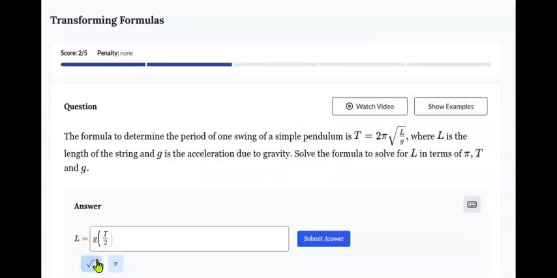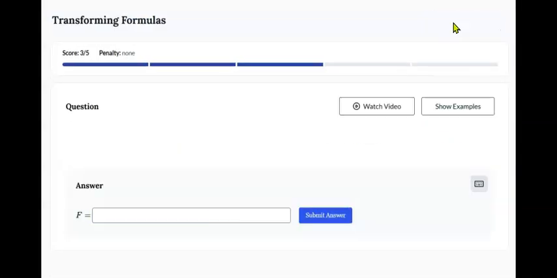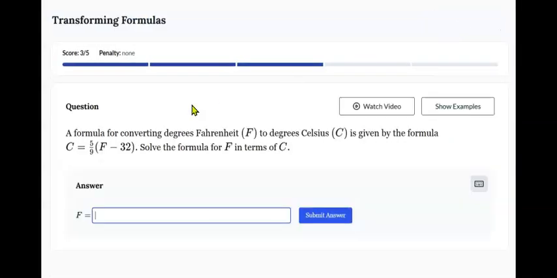You can use some of these buttons down here to fill in some of the characters, as well as using Shift 6 to write the square. Let's take a look at the next section.